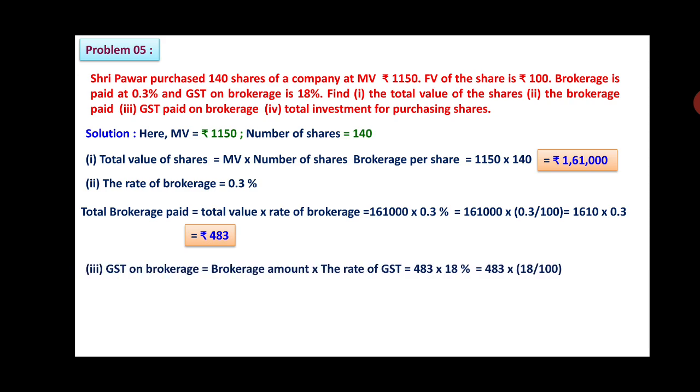So GST on the brokerage is equal to brokerage amount into the rate of GST, that is 483 into 18%, that is 483 into 18 upon 100, and that value is rupees 86.94.